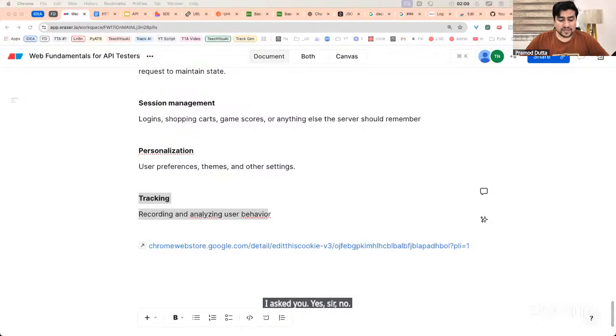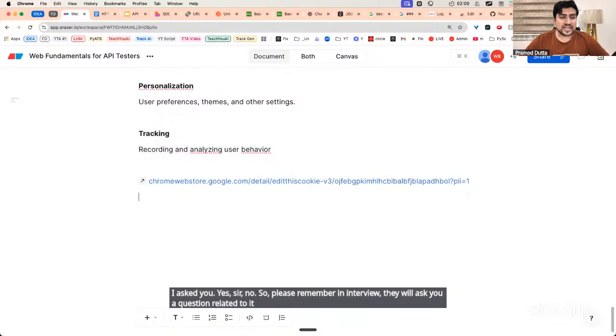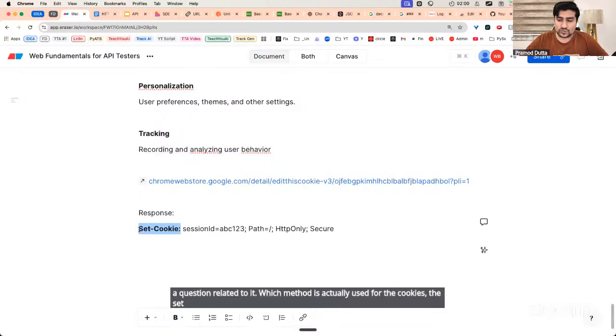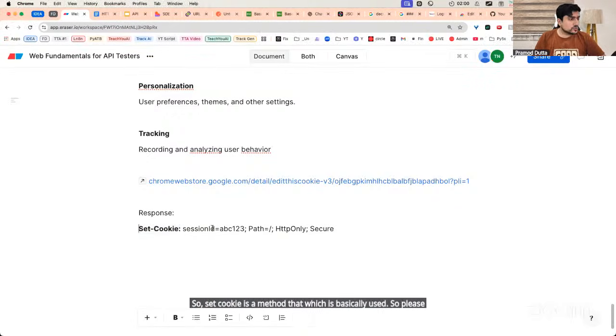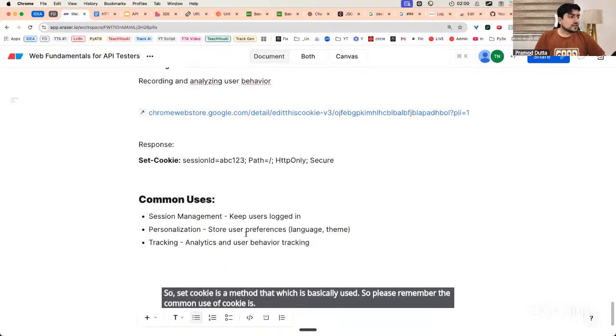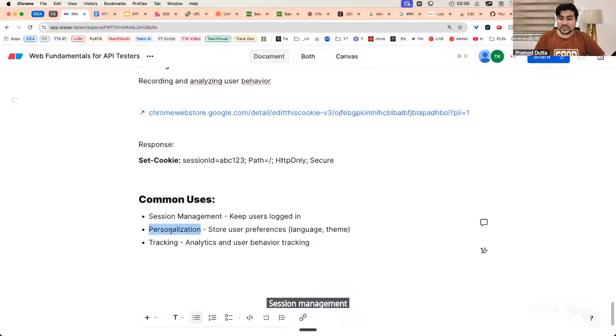So please remember, in an interview they will ask you a question related to it. Which method is actually used for cookies? The Set-Cookie method is used for that. Is everyone with me? Give me yes in the chat. So Set-Cookie is the method that is used. Please remember, the common uses of cookies are session management, personalization, and tracking.